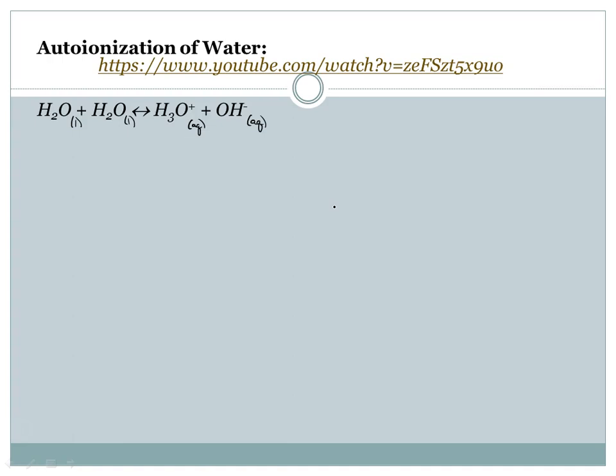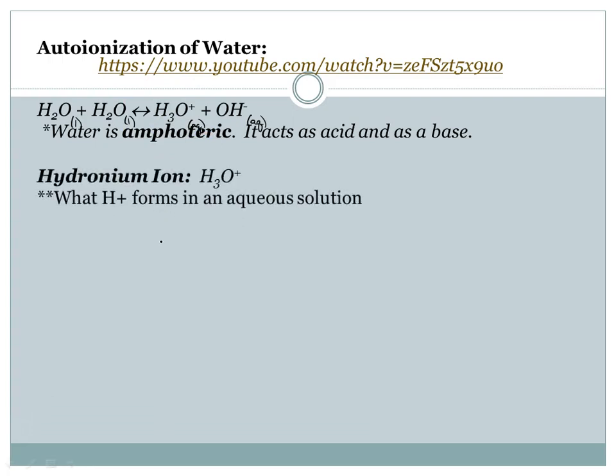And it's because of water's special ionization that it is what we call amphoteric. Amphoteric means that it has both acidic and basic properties. It can act as an acid and as a base. And if you look at what it splits into, an OH minus, that's kind of like Arrhenius's model, and this H3O plus, well, that's actually the proton. That H3O plus is what we call a hydronium ion. The hydronium ion is what happens to the H plus when it's in an aqueous solution.